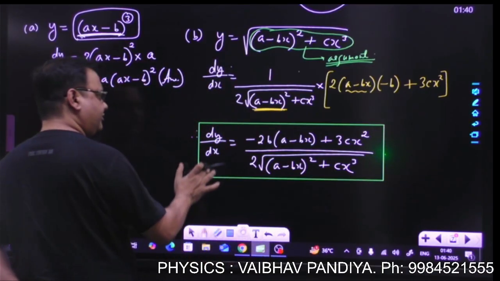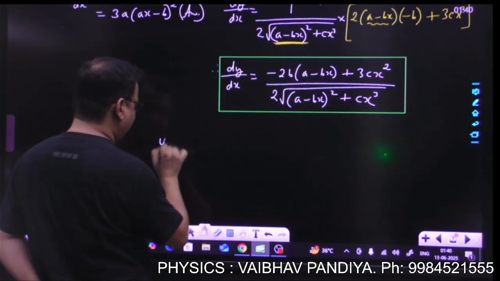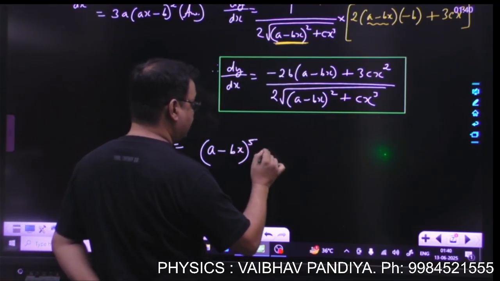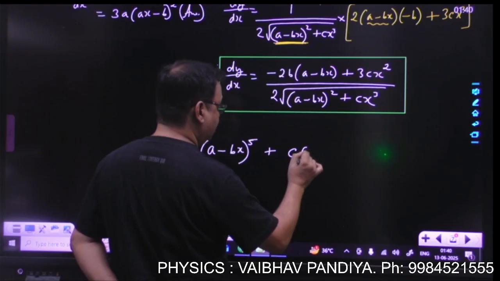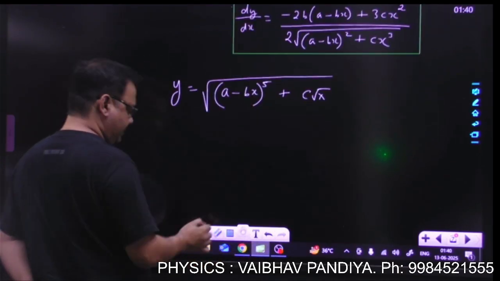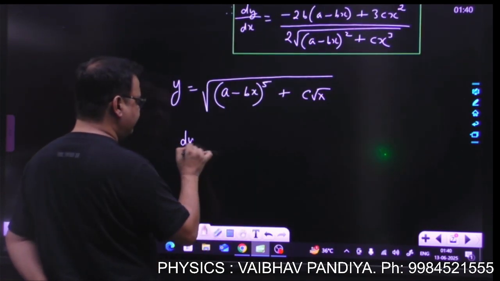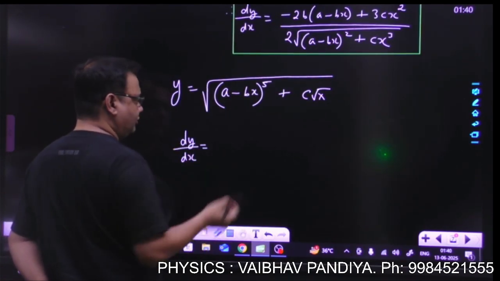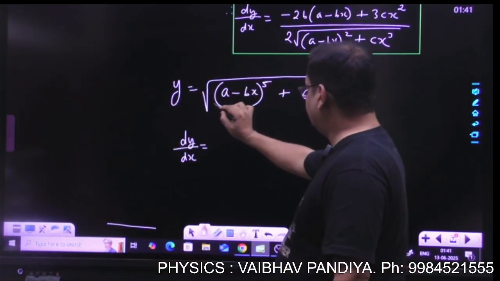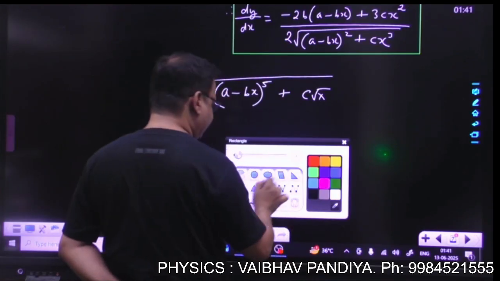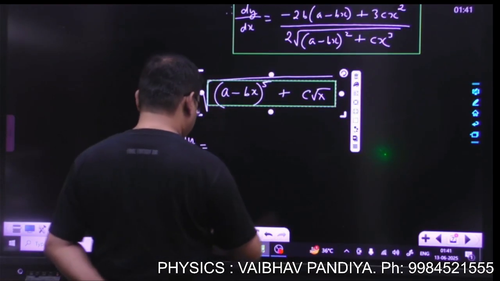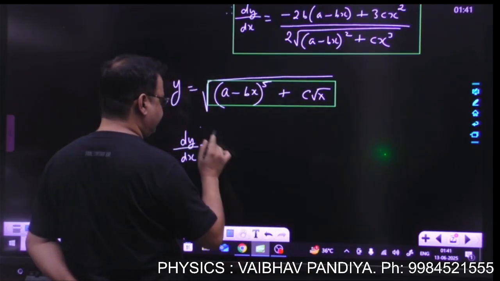If you see some such types of expressions, suppose we have y is equal to the square root of a minus bx to the power 5 plus c root x, and we have to find dy by dx. So again the same thing, you will start from the very basic base function. This whole thing is under the root, and whatever is inside the root, treat it as a single quantity, the argument. So apply the formula for differentiation of the root.